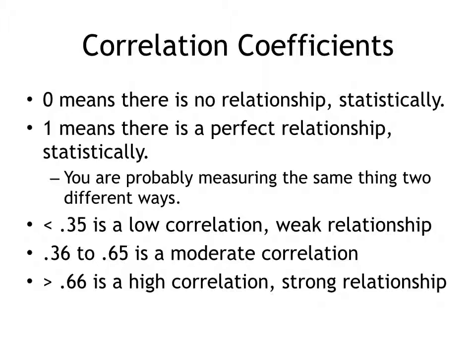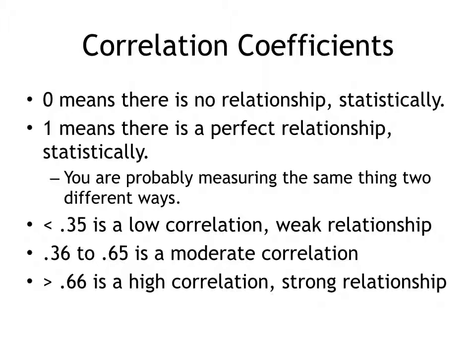That doesn't mean there's not a relationship. It means that by using the numbers, we can't find a relationship, and so we give it a 0. 1 means there's a perfect relationship. Those variables go together so well that you can't even distinguish them. And that's the problem when you get a relationship that's that strong with a magnitude of 1. You may be measuring the same thing two different ways.